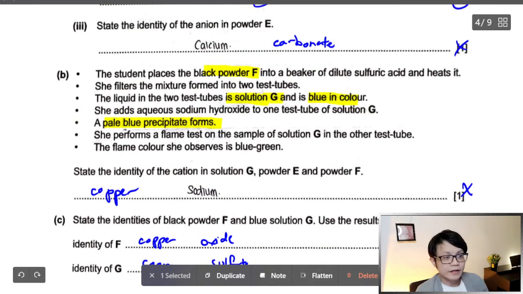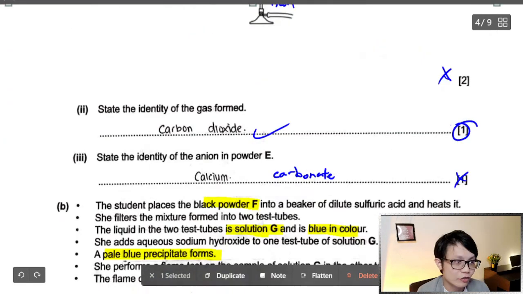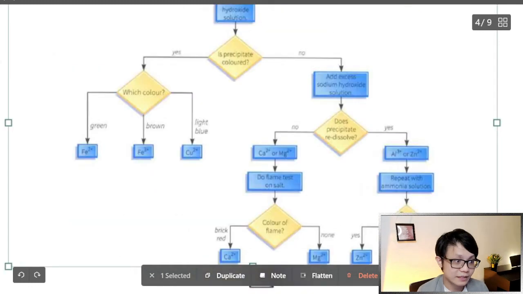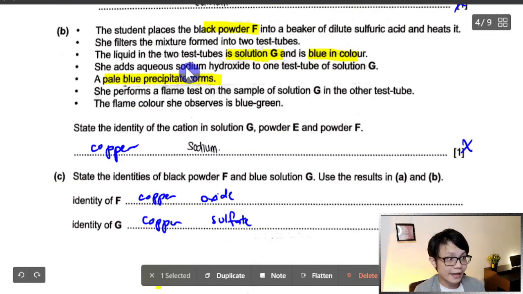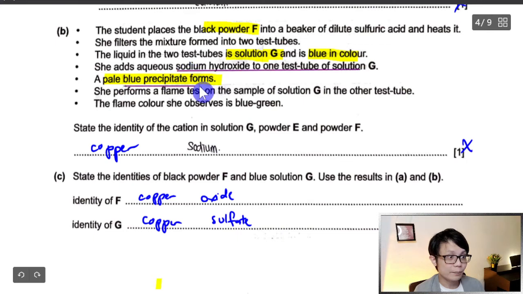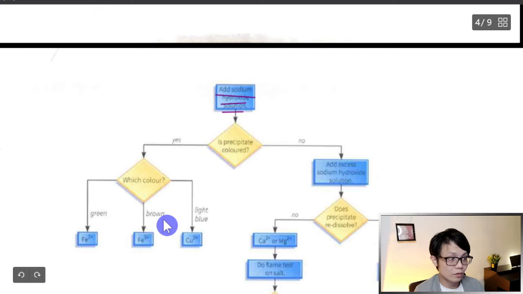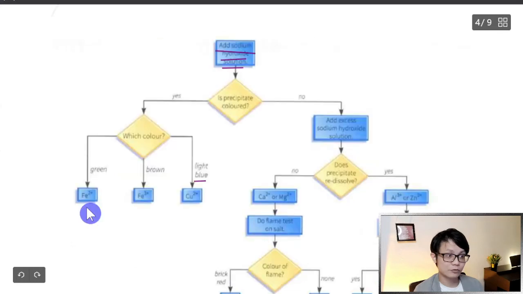Another thing we need to know, for example, is that we need to memorize this picture. Like the question mentioned, add aqueous sodium hydroxide and a blue precipitate is formed. So when you add sodium hydroxide and it is blue, then we know it is copper. If it is brown, then it is iron(III), Fe3+. If green, then it's iron(II), Fe2+. So you just remember this.